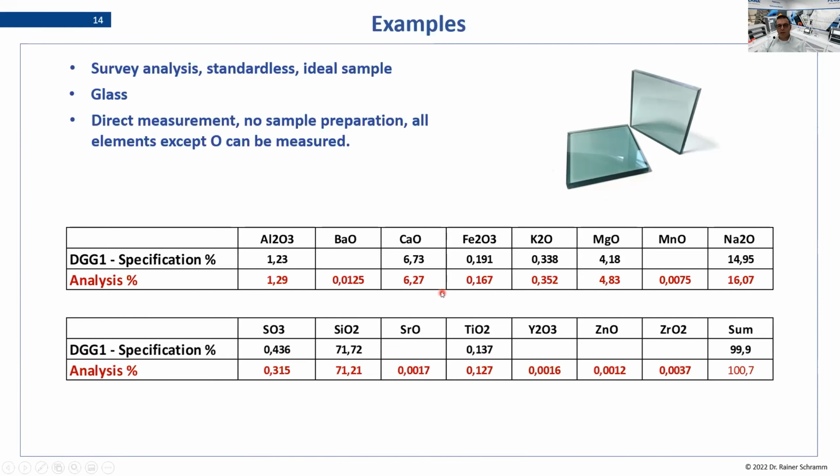And if we then look on an example like this DGG1 standard, you see that between the given value, the specification, and the measured value, we have quite a good agreement. And remember, this is a standardless calibration. That means this kind of sample material was never in the calibration. It's just this theoretical relationship is described, and the instrument itself was calibrated for the sensitivity. And this is good enough to do such an analysis.